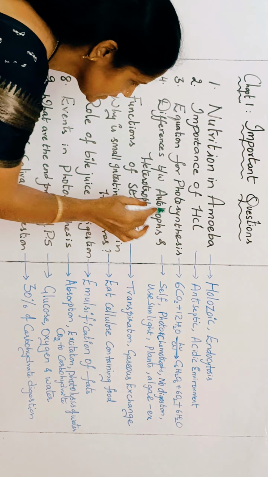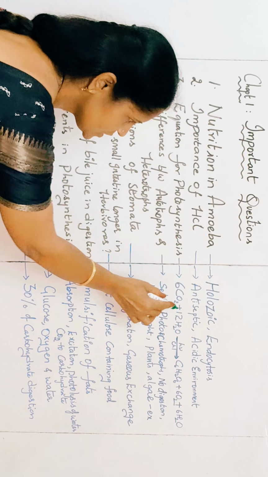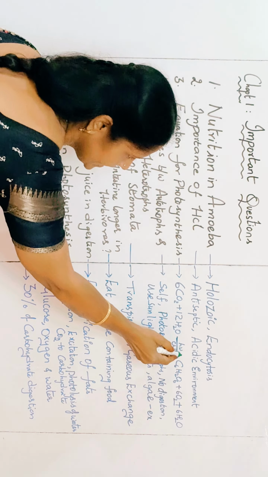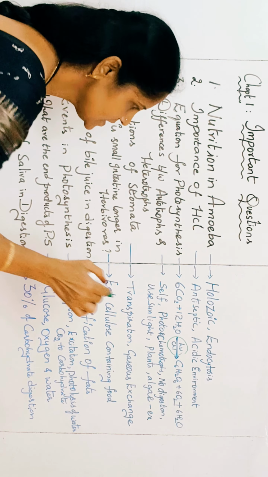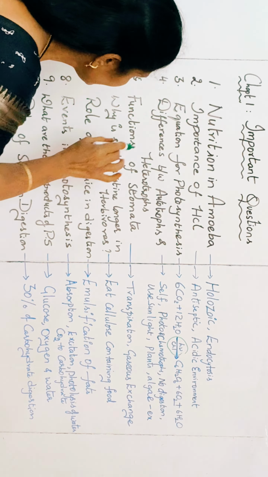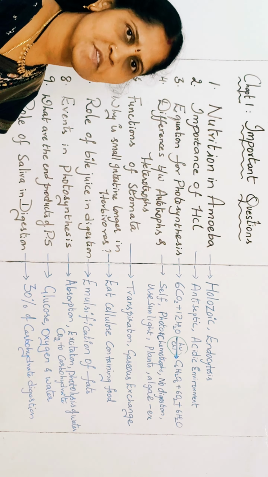Then what is the equation for photosynthesis? It is 6CO2 plus 12H2O in the presence of light and chlorophyll, giving rise to C6H12O6, which is glucose, plus oxygen and water. Then next is what are the differences between autotrophs and heterotrophs.